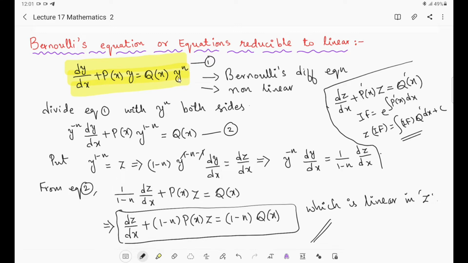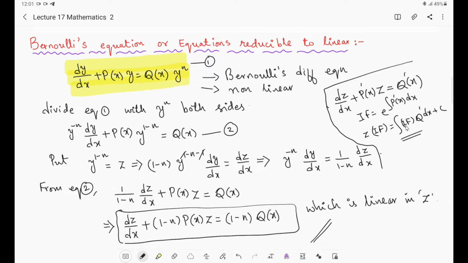We have to divide the equation with y power n. If y power 2 is given, divide it with y power 2. If y power 6 is given, divide this equation with y power 6, right? Then we will get it like this. Whatever we are having here should be removed. So for that, we need to take y power 1 minus n equals z, right? Then this term will be replaced with this term. So finally, the equation will become a linear differential equation in z, and we know how to solve that.